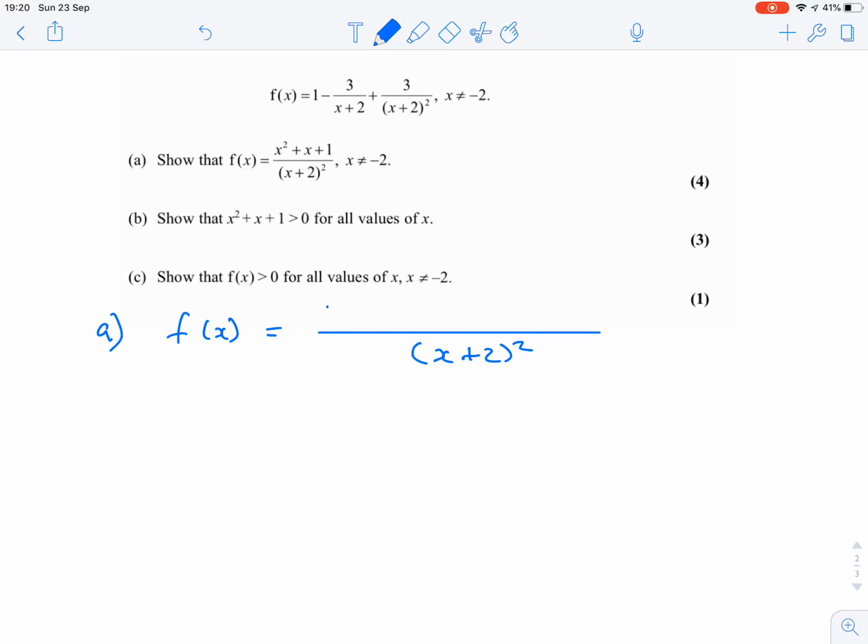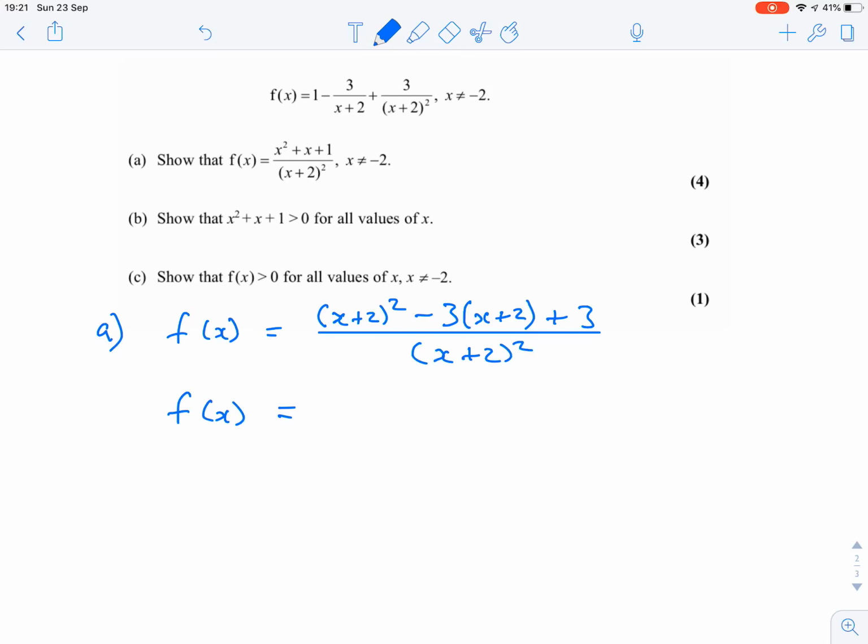1 times (x plus 2) squared is (x plus 2) squared. Second term is minus 3 over (x plus 2). We've multiplied that denominator by (x plus 2), so we've got to do the same to the numerator. The third term is already on (x plus 2) squared, so we can leave that as plus 3 over (x plus 2) squared. Now we need to simplify.